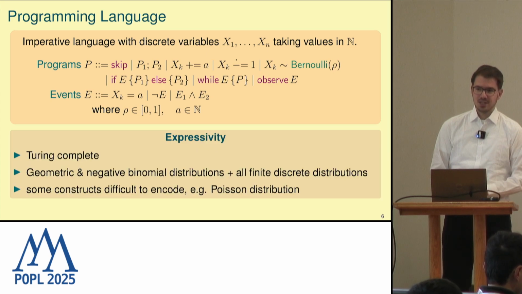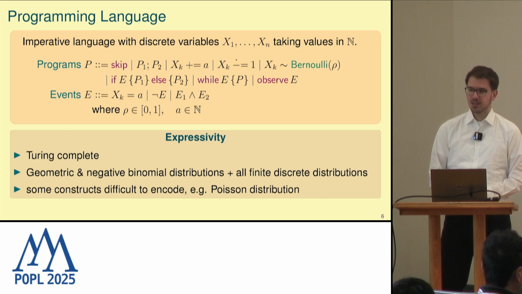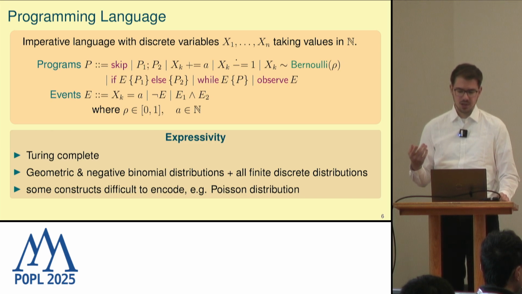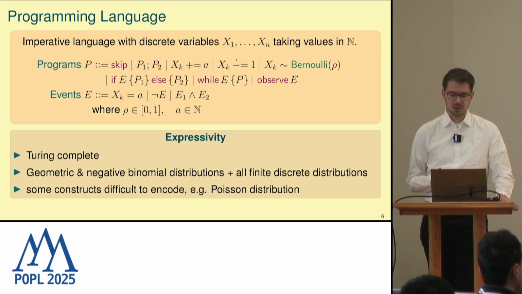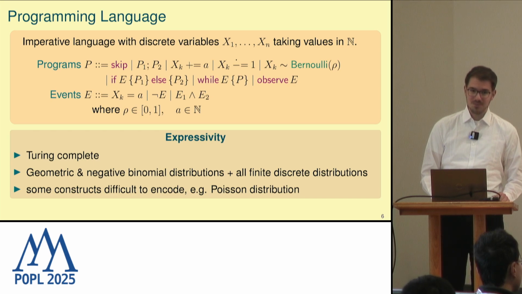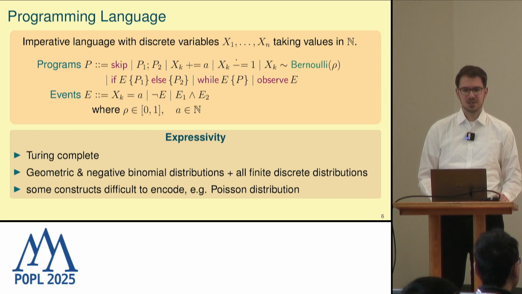Quick note on the expressiveness. The deterministic fragment of this language is already Turing complete. And with those coin flips and the other constructs, we can encode many other distributions, such as all finite discrete distributions, geometric distributions, and negative binomial distributions. Some other constructs are hard to encode, though, for example, a Poisson distribution.